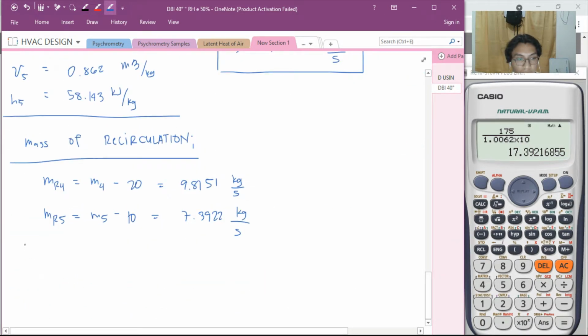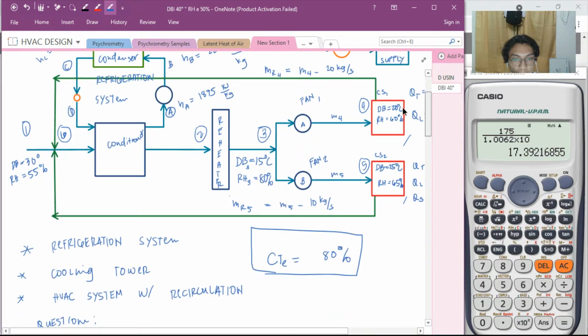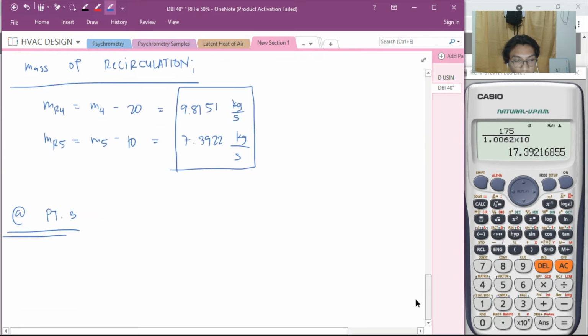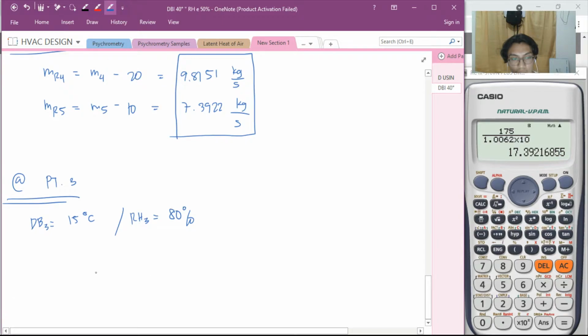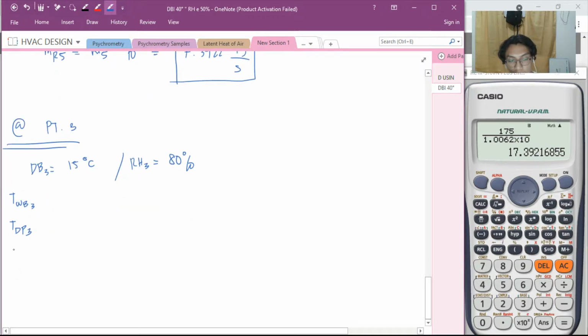Kunin naman natin si point 3. Given dito, 15 degrees Celsius, RH3 is 80%. Cycrochart. Temperature ni wet bulb 3, temperature dew point 3. Ano pa? Omega 3, H3, tsaka specific volume at 3.